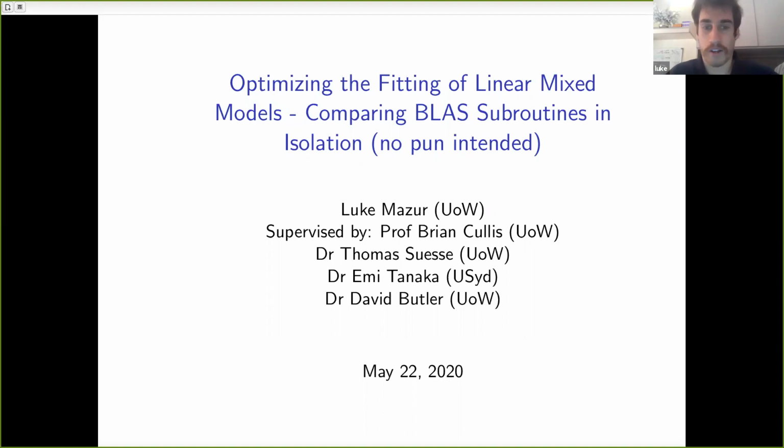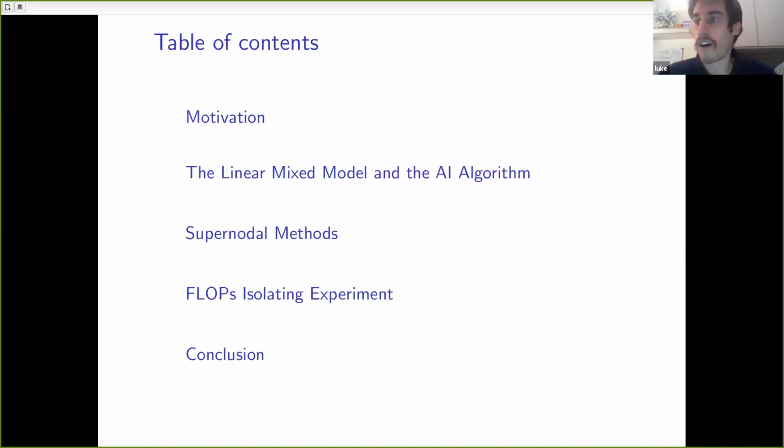Right, so moving on. I'll first briefly explain the motivation of this talk. I'll then briefly discuss the role of the linear mixed model and our algorithm and the key computational steps in implementing this. I'll then discuss how supernodal methods can allow dense linear algebra libraries, i.e. the BLAS and/or LAPACK, to be used to perform these steps. And finally, I'll discuss the synthetic experiment with the goal of comparing different combinations of subroutines to see which can perform the computational parts in the least time.